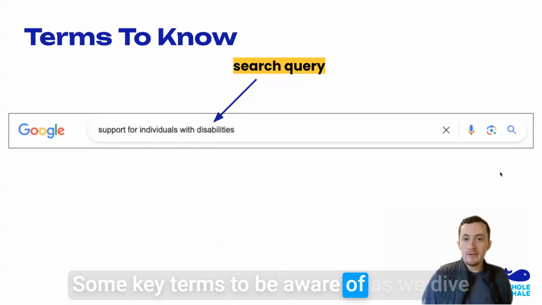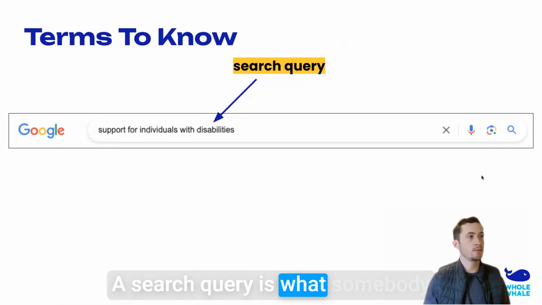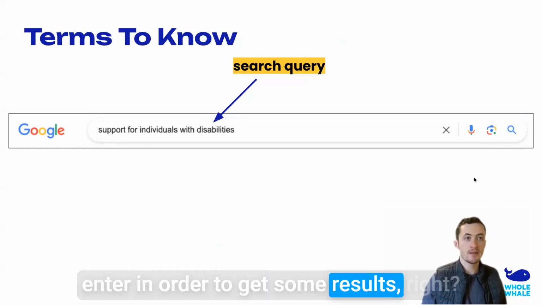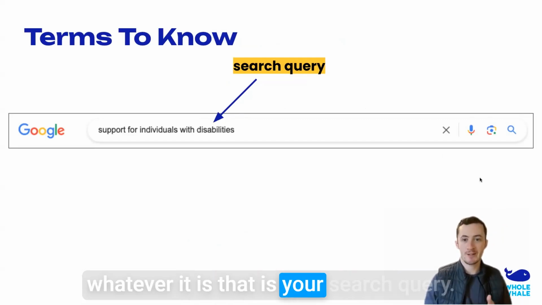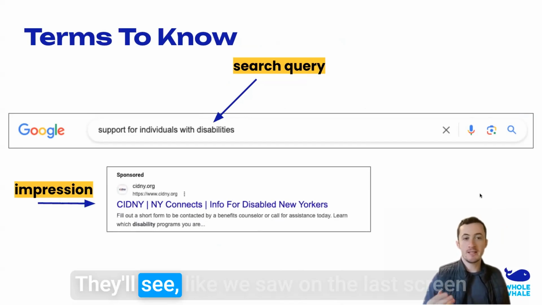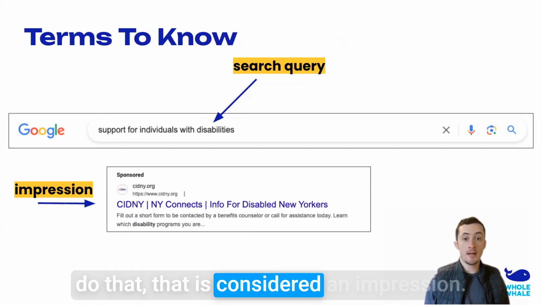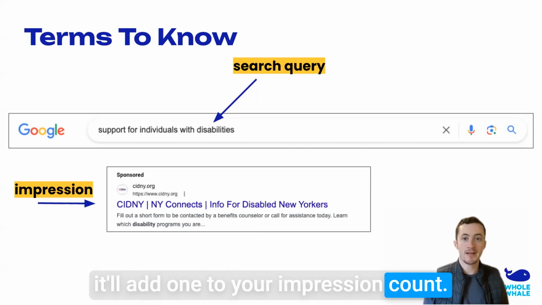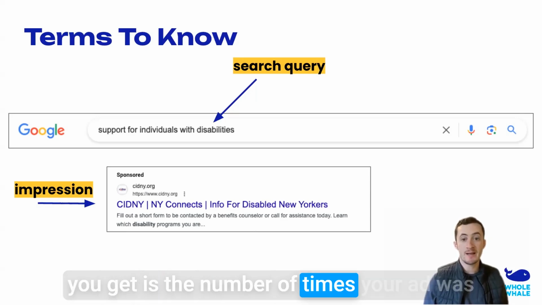Some key terms to be aware of as we dive into these discussions around the Google Ad Grant, how you can get the most out of it. A search query is what somebody actually types into Google and then hits enter in order to get some results, right? So anything that somebody is searching in Google is your search query. When somebody hits enter, they might see an ad, like we saw on the last screen. When they do that, that is considered an impression. Each time somebody sees your ad, it'll add one to your impression count. So in essence, the number of impressions you get is the number of times your ad was seen.